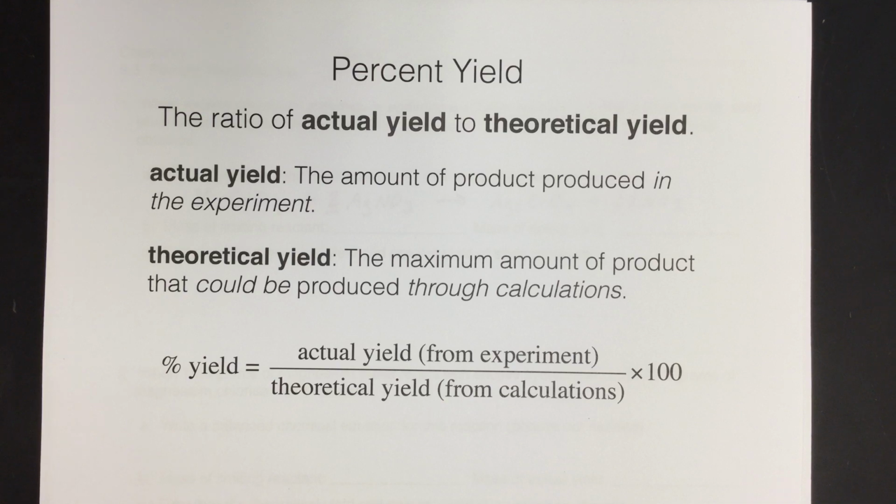And when we read the problem, we need to make sure we understand which number is the actual yield, because that will be given to us in the problem. It's the amount of product that was produced in the experiment. So someone did the experiment and produced a certain amount.